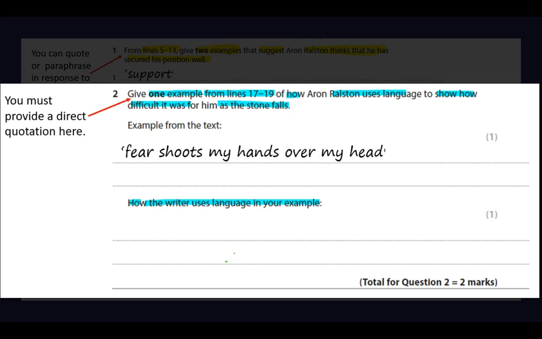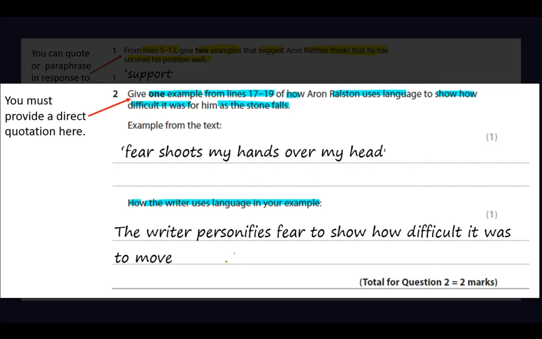Okay, so we need to look at a better response. And a better response to this would still be fairly short because you've only got a couple of lines to write it in, but it would be something like, the writer personifies fear to show how difficult it was to move. Now again, the technique has been identified, so identified it as being personification. That's the particular language technique or device being used here. But there is an explanation of how that is being used. So it's being used to show that it was difficult to move. Okay, so the fact his hands go up over his head and he's afraid and that sort of thing.